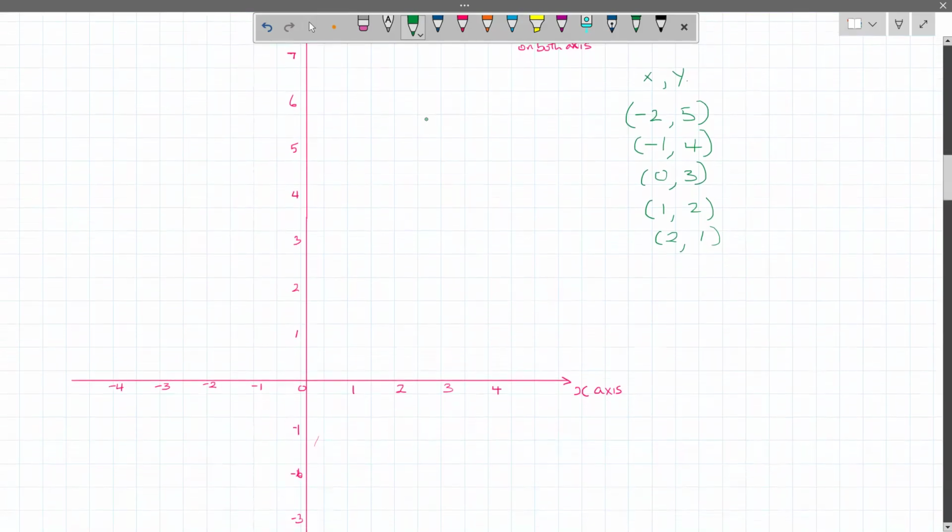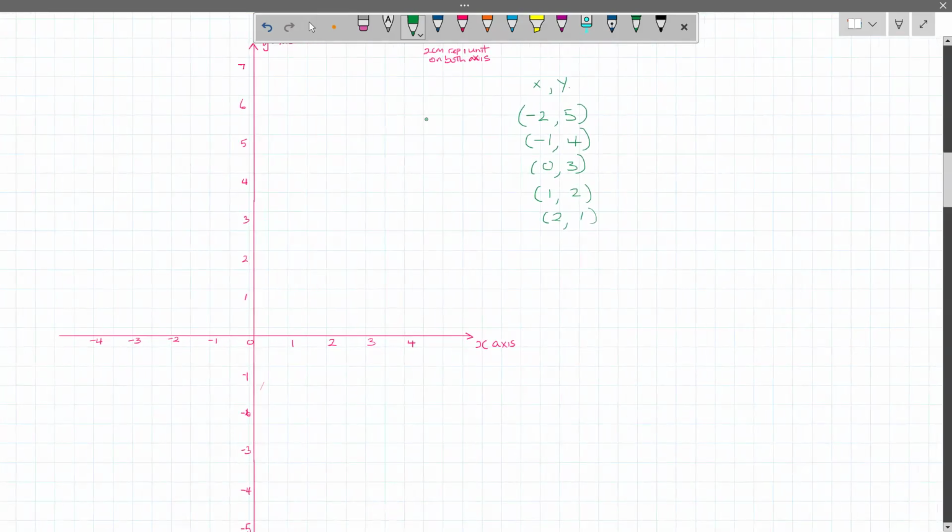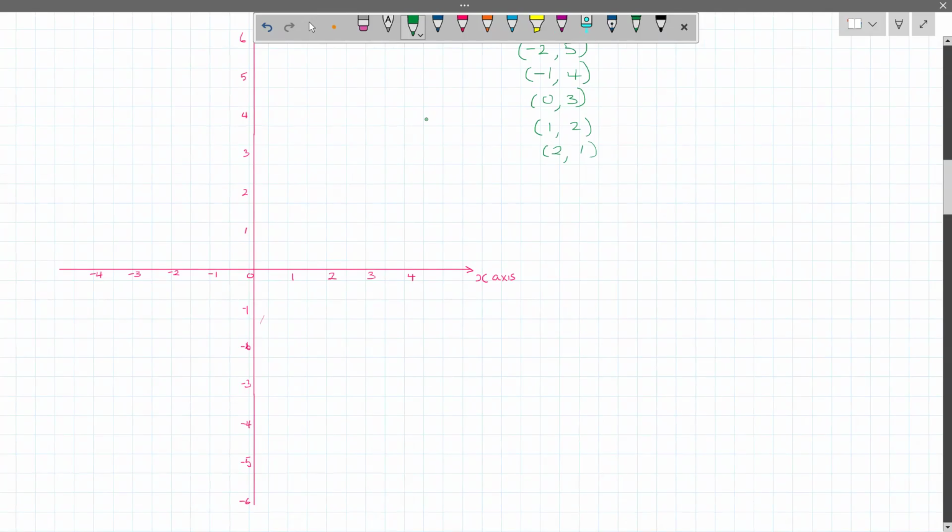Right? We have our y and x axes. So let's look at plotting these points. So we have minus 2. So we come across here minus 2 and we're going up 5. So this is the first point. Second point, we have minus 1, 4. So we come across to the left minus 1 and then we're going up 4. Bam, this is it here.